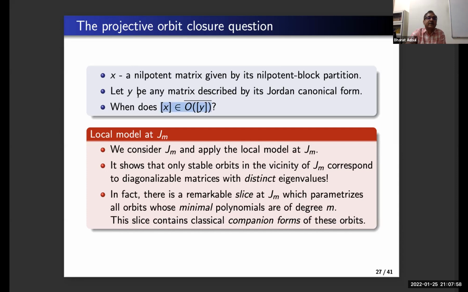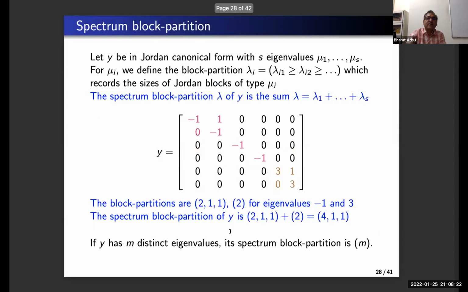So we apply this local model for the top nilpotent matrix JM, and by a careful study of this action, we could see a pattern as to what kind of orbits in the projective closure come close to the JM. And that sort of led to this result. So let me just explain this result. Given a matrix Y in Jordan canonical form, this is what I do.